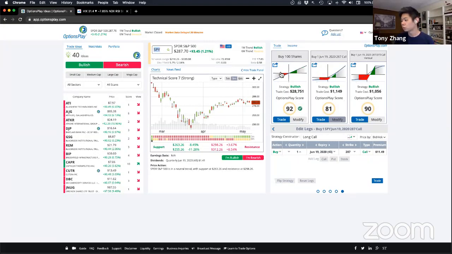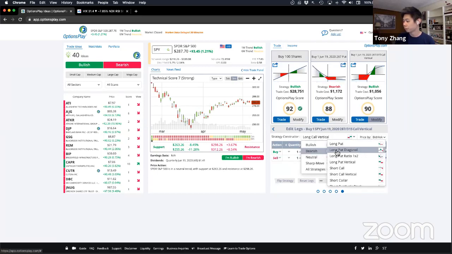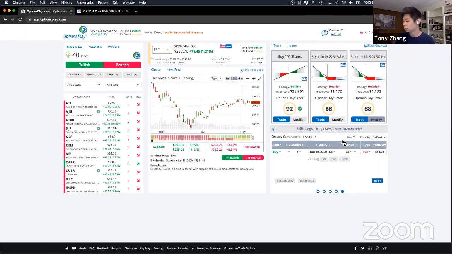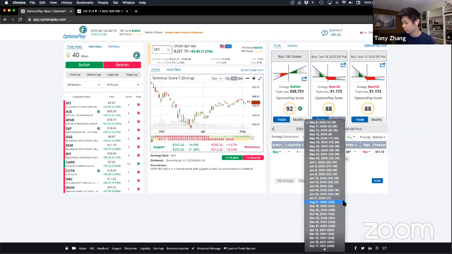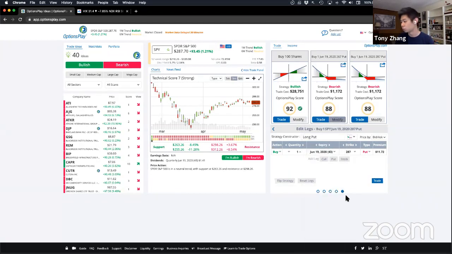And then what you want to do is you always want to have a long 100 shares to mimic your current portfolio. And we're going to modify these two other strategies to be a long put. So I'm going to look at a long put. I'm going to go out roughly to July, which is 71 days, so a little bit more than 2 months. And I'm going to look at maybe, let's say, a 292 strike, which is a few dollars in the money.